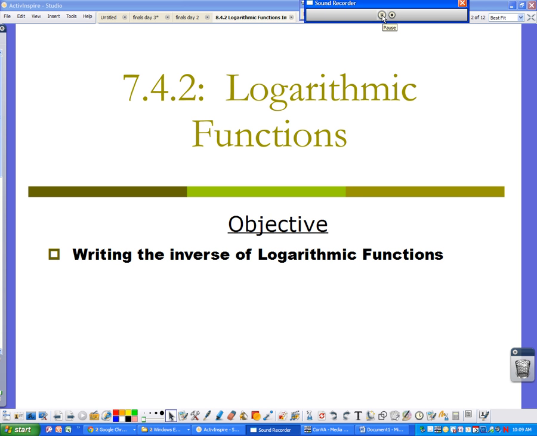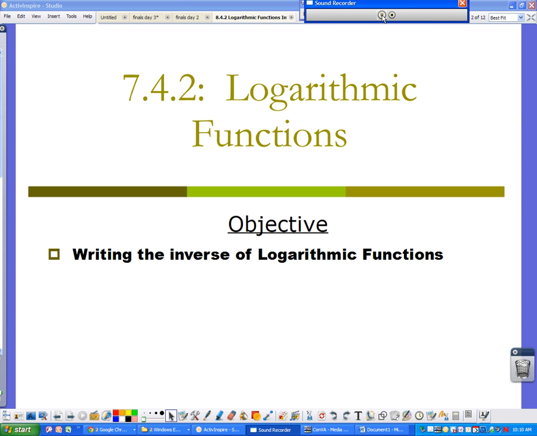All right, this is lesson 7.4, continuing our discussions on logarithmic functions. And actually what we're going to do in the second video is learn how to write the inverse of logarithmic functions. And I'm going to add one more thing to that. We're actually going to learn how to calculate them.